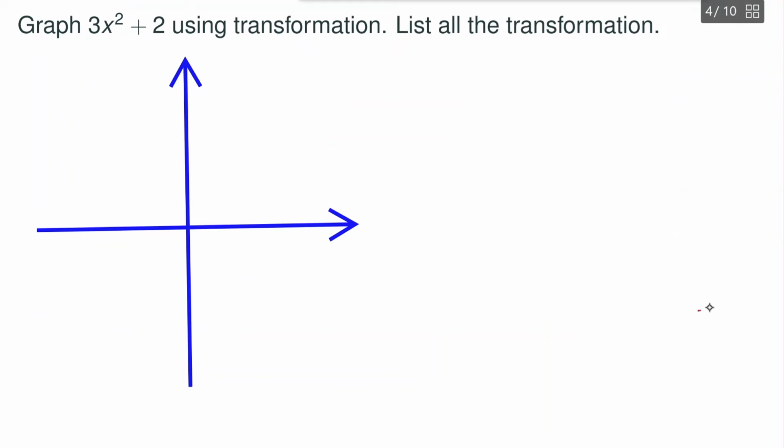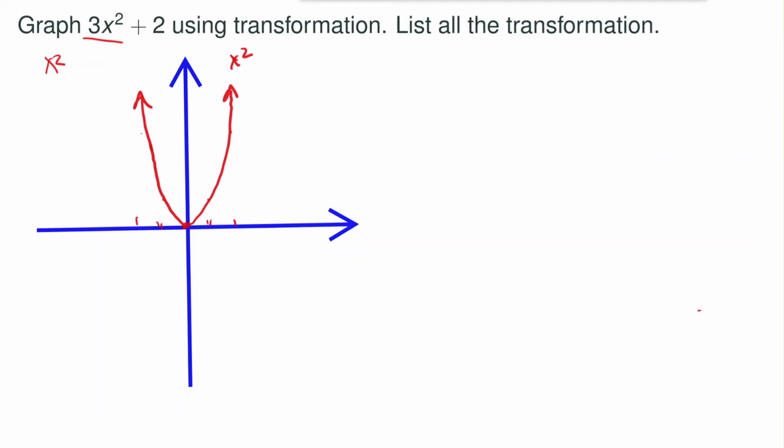Graph 3x squared plus 2 using transformation. So the parent function is x squared, which is a parabola: when it's 0, it's 0; 1, negative 1; 2 gives us 4; negative 2 also gives us positive 4. So this is the parent function, the parabola, which is x squared. Now from here, we have to multiply by 3 and then add 2.